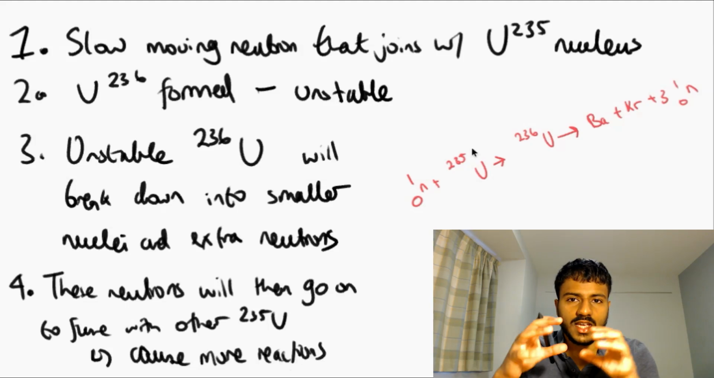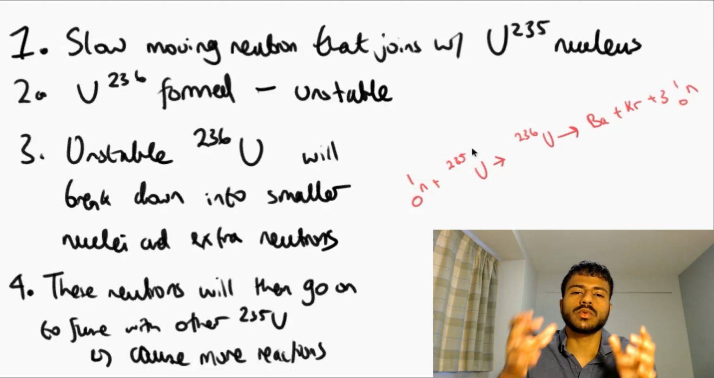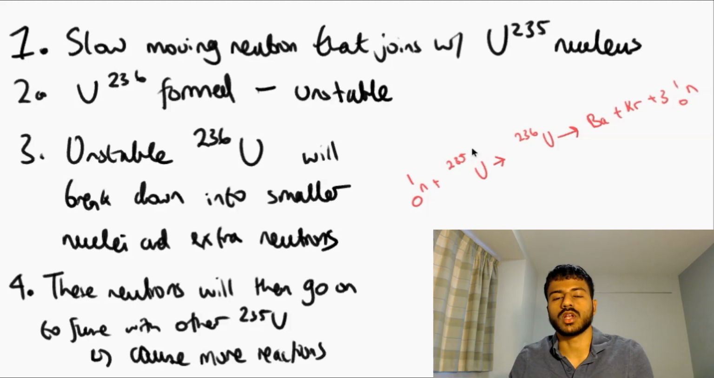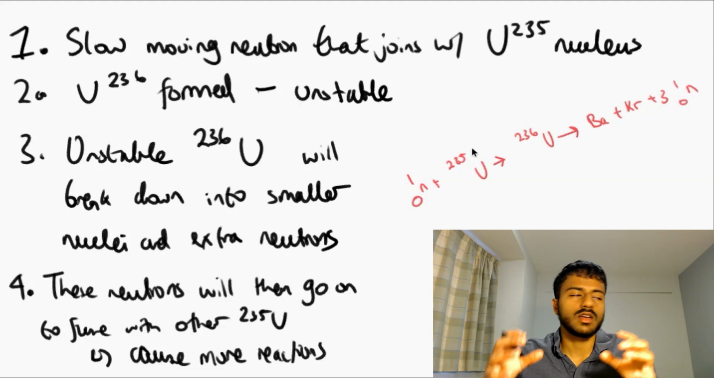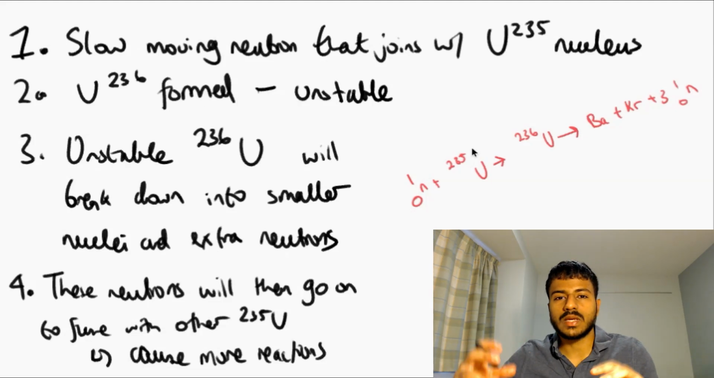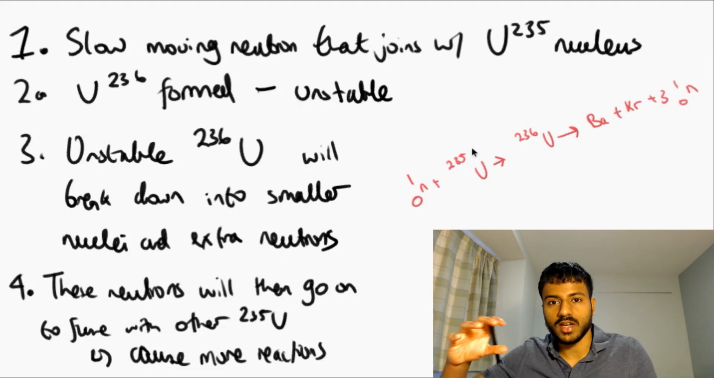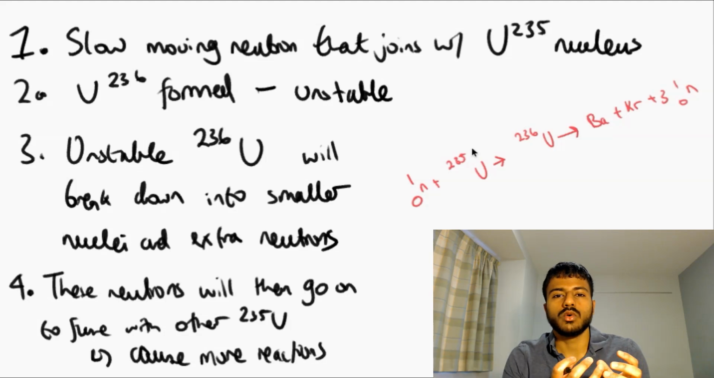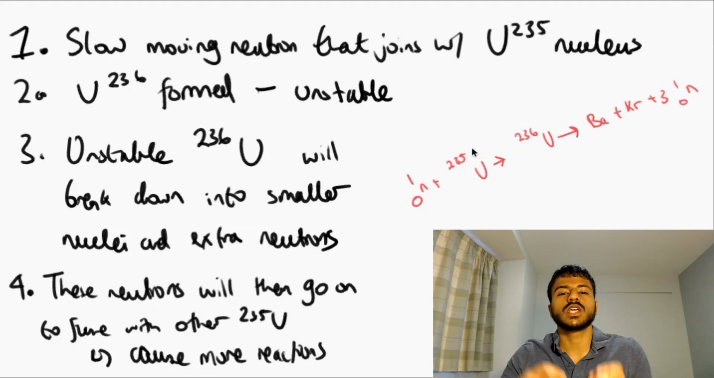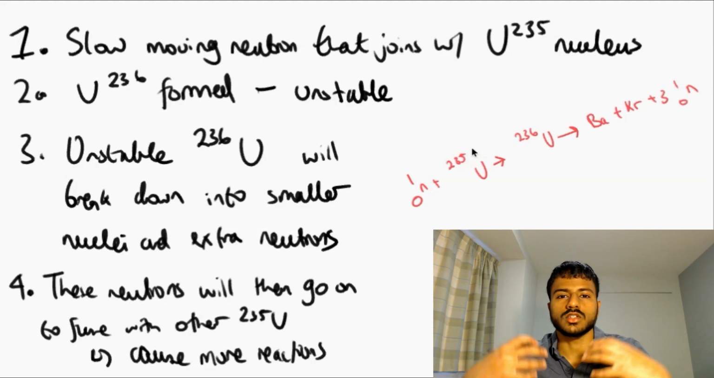What will end up happening is these extra neutrons will join with the uranium 235 nuclei to form uranium 236, and this reaction will just keep on happening. And again, more neutrons will form, which will then join with more of this uranium 235 to form even more neutrons, and so on and so forth.